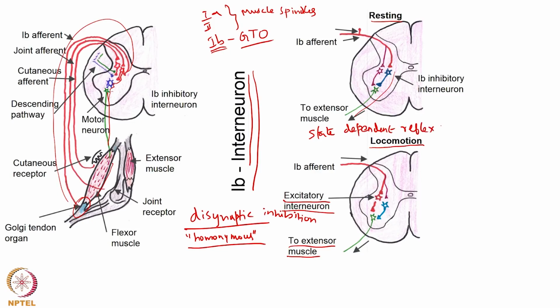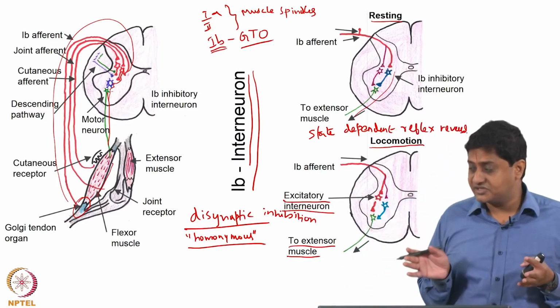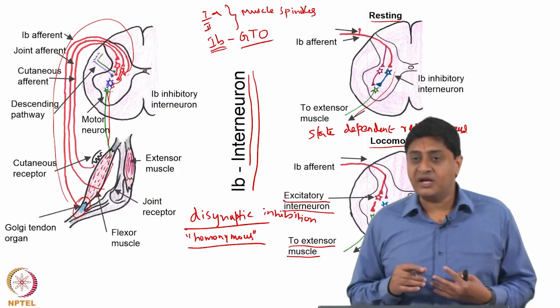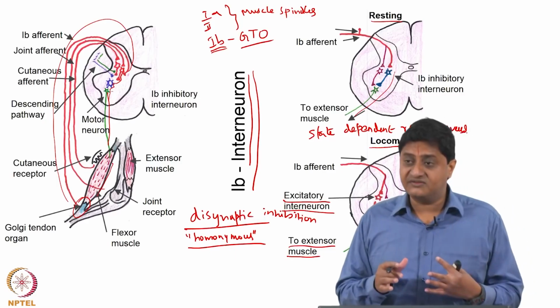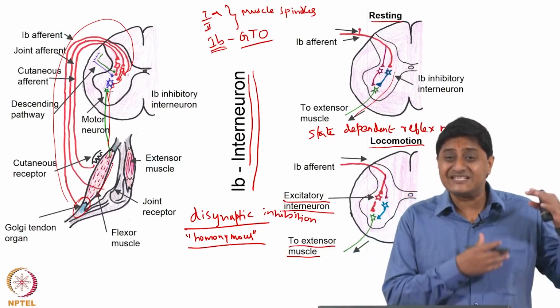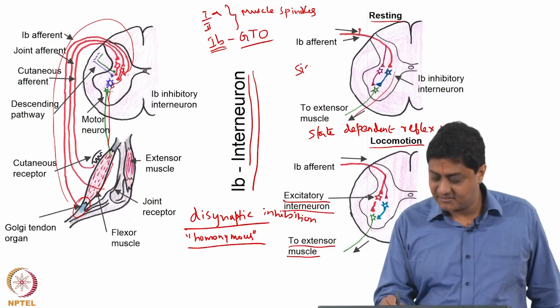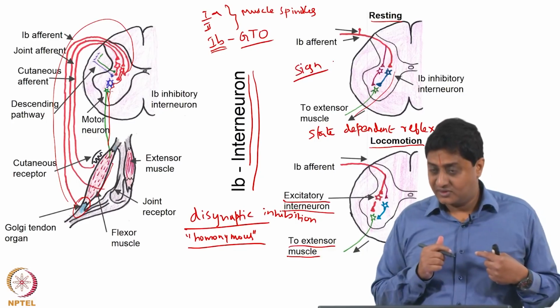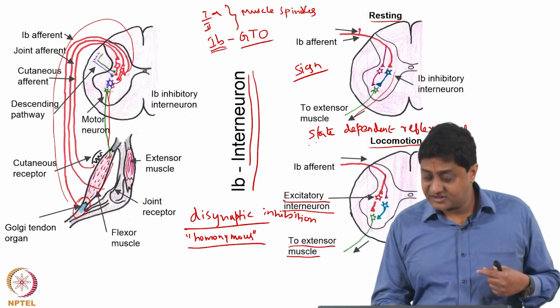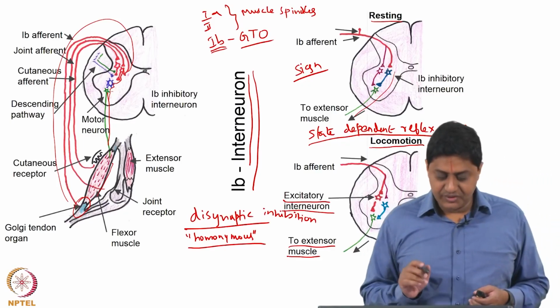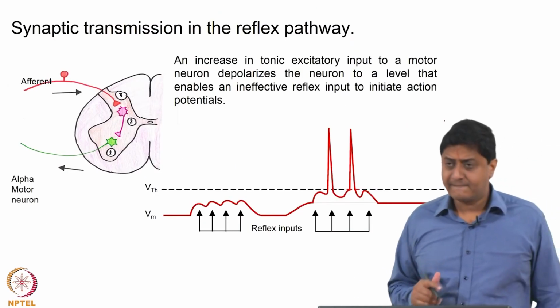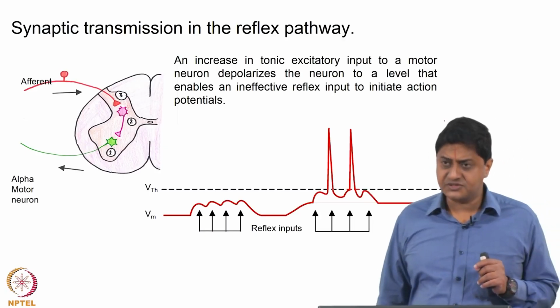This is called the state dependent reflex reversal. So the sign of the reflex can be changed depending on the context. If I am lying down or sitting in a chair, the reflex response is going to be something, whereas if I am walking, for the same stimulus the response is going to be of the opposite sign, sign as in SIGN, in the opposite direction. This is called the state dependent reflex reversal, especially shown in the 1B system, okay. Please do read about this, and discuss how these things are even studied.